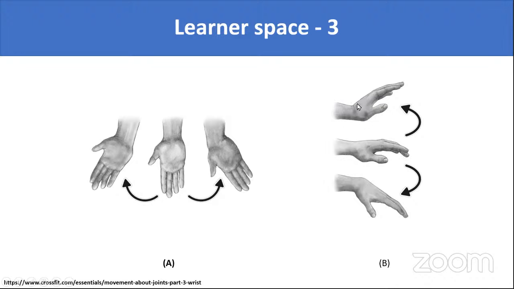In the first case, this angle is reduced, that is between the bones of the forearm and the metacarpals of the wrist. And here, this angle has been increased. So which kind of movement is exhibited in this diagram? That you have to identify.